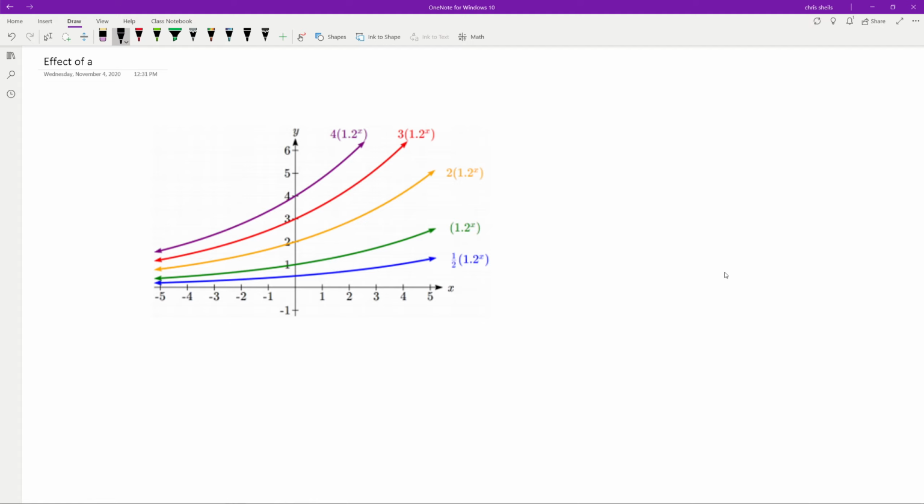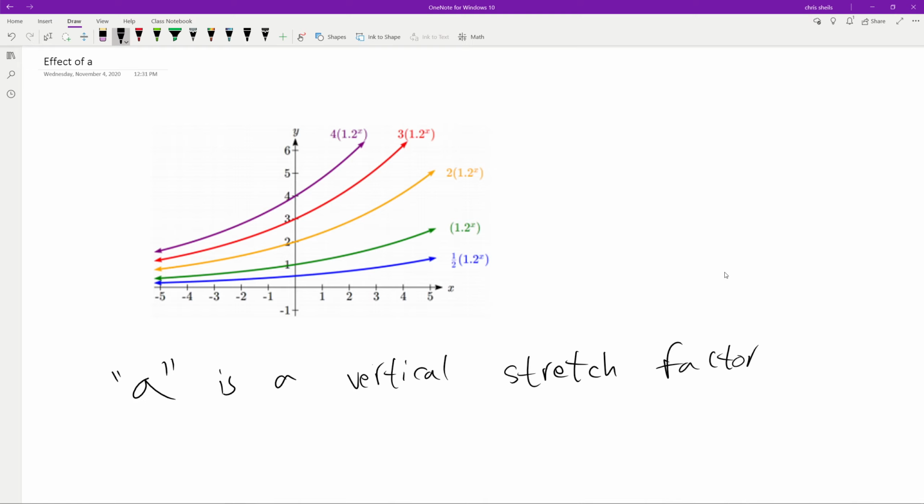This is because a is not a vertical shift. A here is a vertical stretch. This number a is a vertical stretch factor, not a vertical shift. It's essentially causing these graphs to bend upwards more quickly, which is causing these vertical intercepts to change, right? So this does have an effect on the vertical intercept because it's causing the graph to bend upward at a different rate.